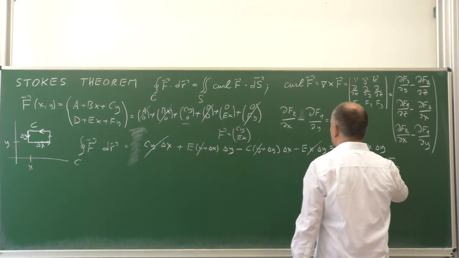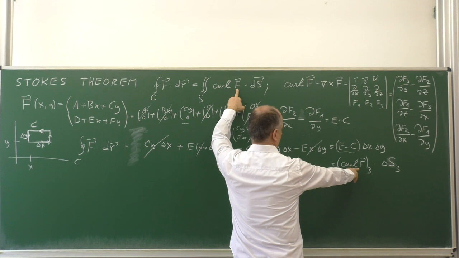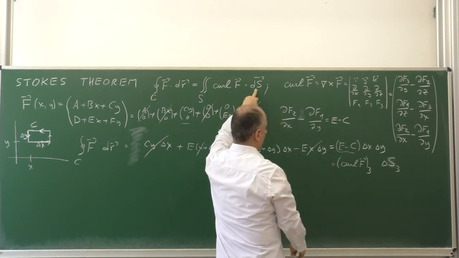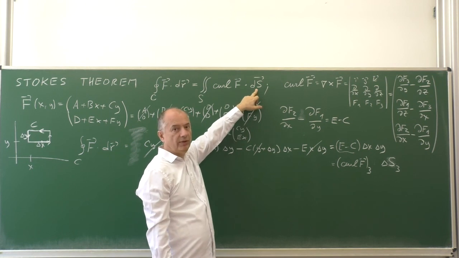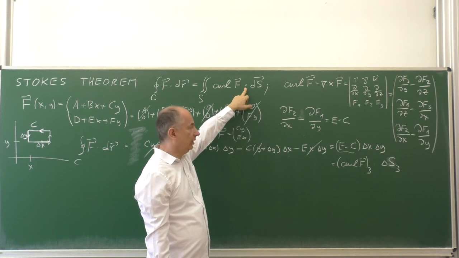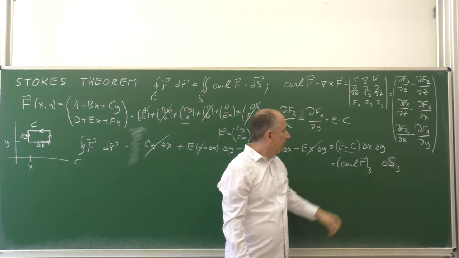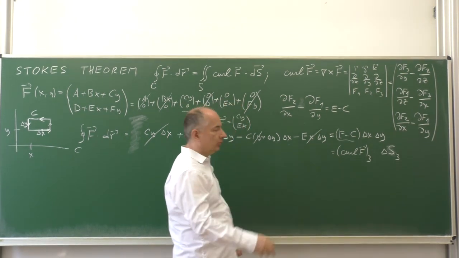And this begins to resemble this, you see, curl f times dS. If curl f is a vector, and if we consider dS as a vector, then this dot stands for the dot product, the scalar product, and this is the third contribution to the scalar product. We will come to this later.